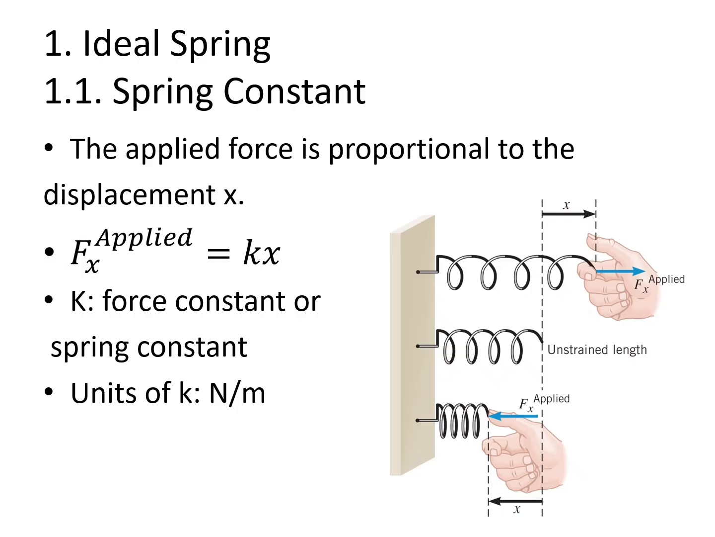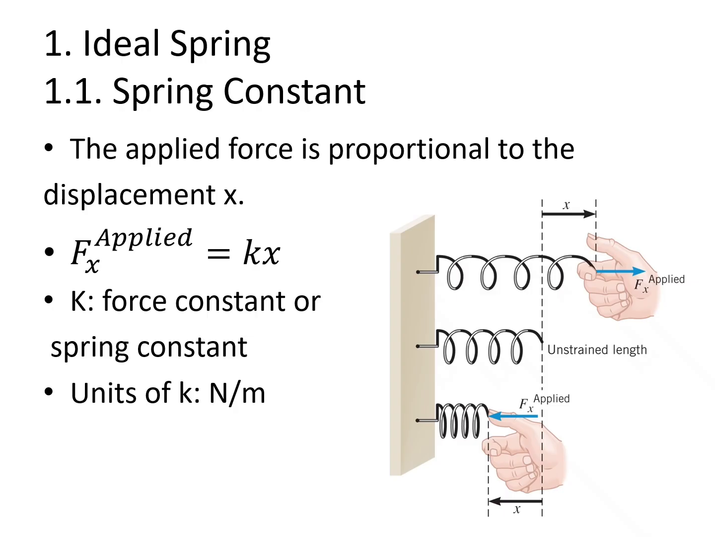For an ideal spring, the applied force needed to stretch or compress the spring is proportional to the displacement from its unstrained length. In simpler words, if you stretch the spring twice as far, you need twice as much applied force. If you compress the spring 3 times as far, you need 3 times as much applied force. This linear relationship is what makes an ideal spring easy to model.